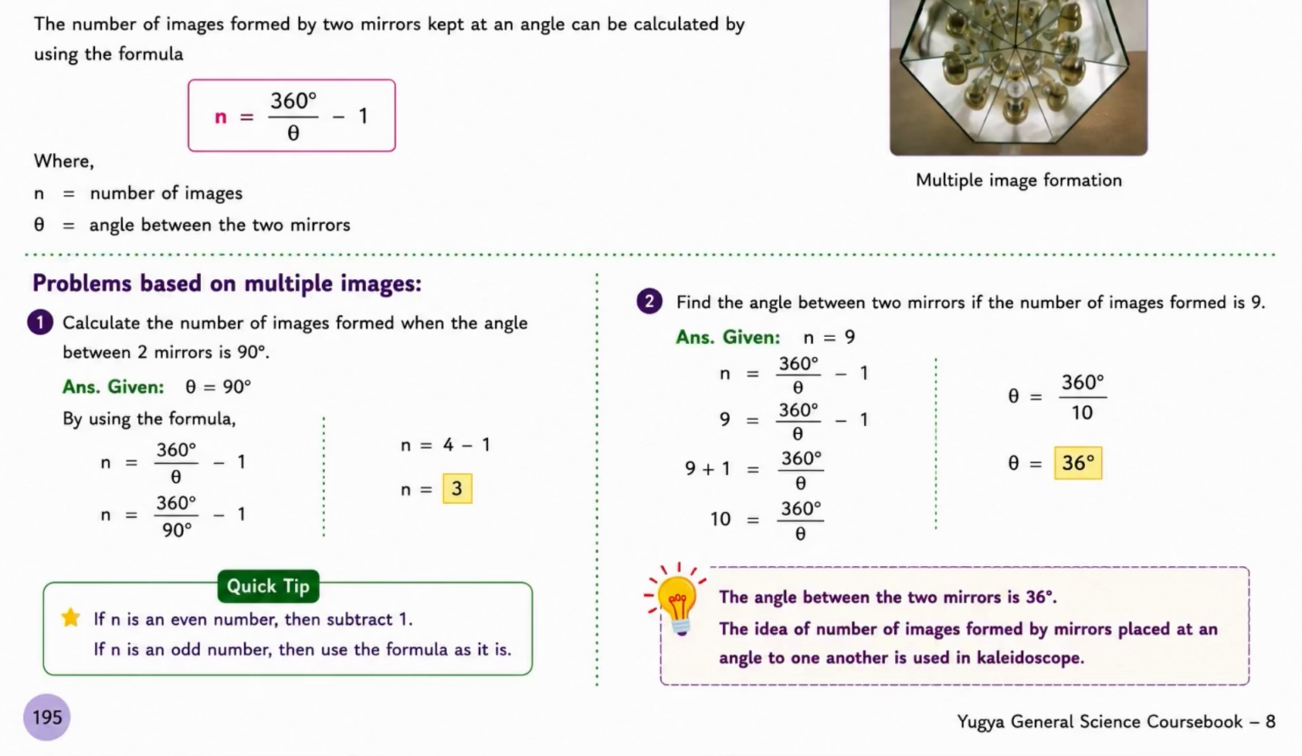Now solve the opposite type of question. This question is, find the angle between two mirrors if the number of images formed is 9. Now this time the number of images is already given.